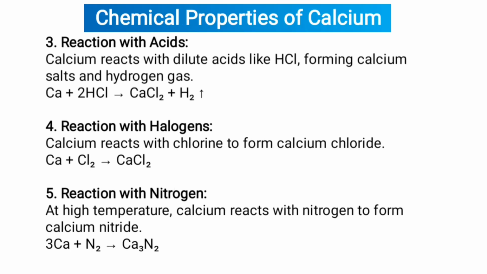And the third one is reaction with acids. Calcium reacts with dilute acids like HCl, forming calcium salts and hydrogen gas: Ca plus 2HCl gives CaCl2 plus H2 gas. And the fourth one is reaction with halogens. Calcium reacts with chlorine to form calcium chloride: Ca plus Cl2 gives CaCl2. Now the fifth one is reaction with nitrogen. At high temperature, calcium reacts with nitrogen to form calcium nitride: 3Ca plus N2 gives Ca3N2.